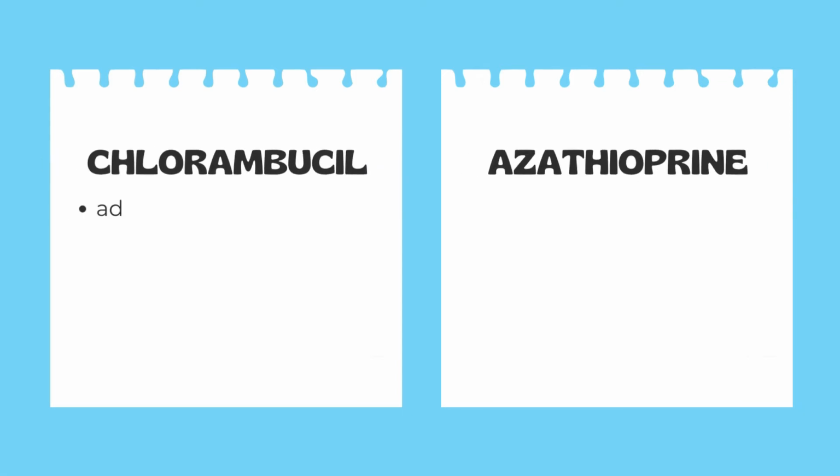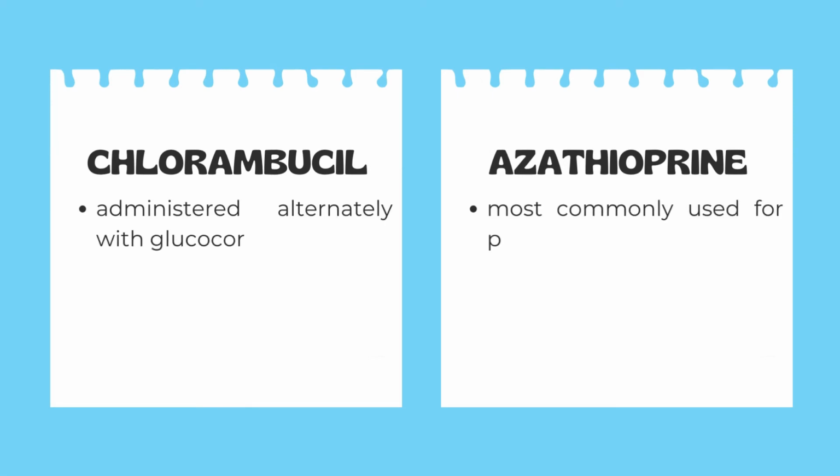Third is chlorambucil. It is administered alternately with glucocorticoids. It is mainly used to treat chronic lymphocytic leukemia, a cancer of white blood cells. Chlorambucil interferes with DNA replication, damages the DNA in a cell, and induces cellular apoptosis.